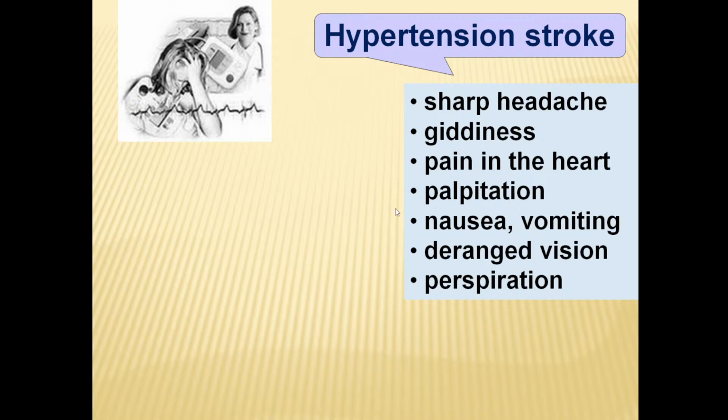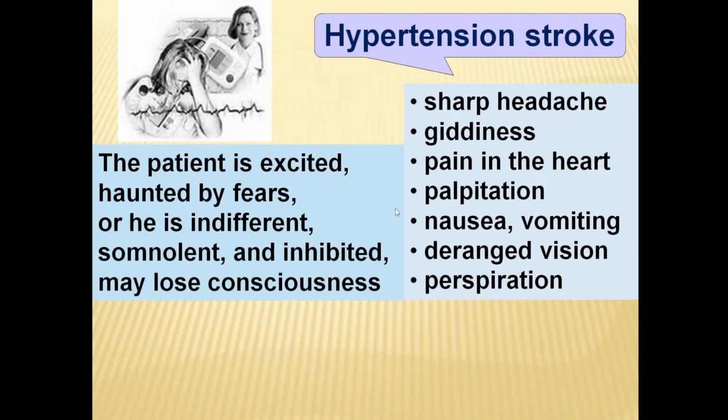There may be problems with vision, bad vision, or objects becoming double. It may be accompanied by severe perspiration, which is the result of vegetative nervous system activity. On objective examination, the patient is excited, haunted by fears, or maybe the opposite, indifferent or somnolent. Sometimes there may be a loss of consciousness, but usually it indicates an early heavy complication, brain stroke.